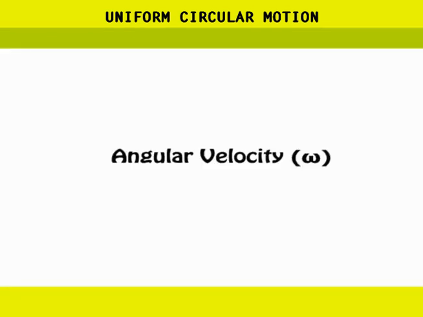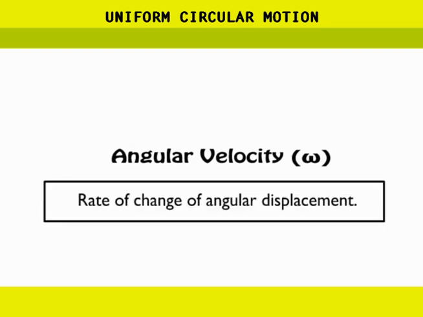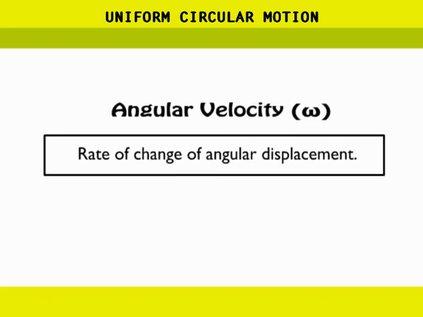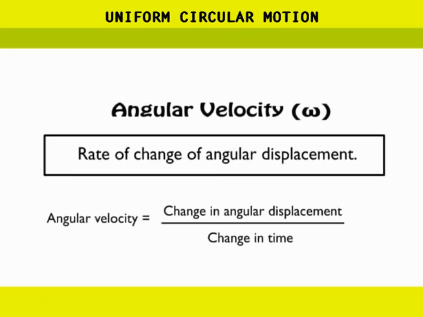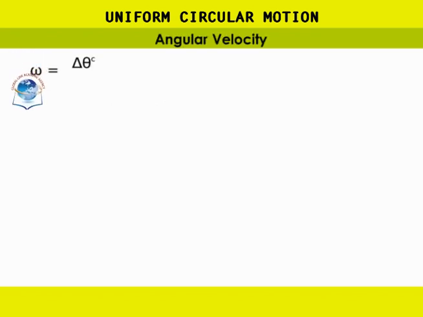Next, angular velocity. Angular velocity is simply the rate of change of angular displacement with time. It is represented by the Greek letter omega. Angular velocity is equal to change in angular displacement over change in time. Omega is equal to delta theta over delta t. The unit for angular velocity is radians per second.